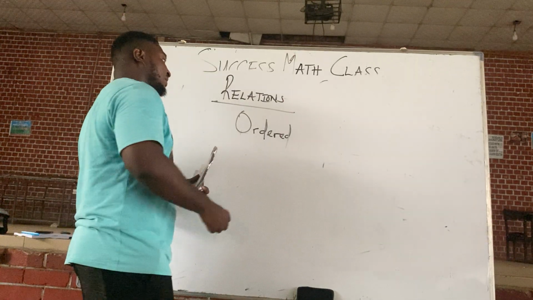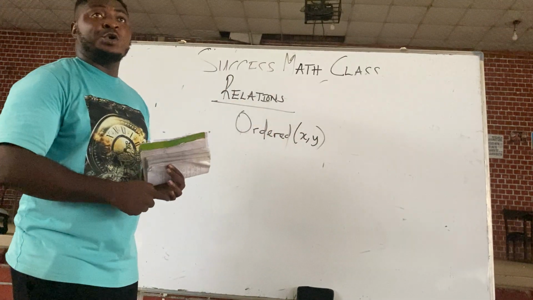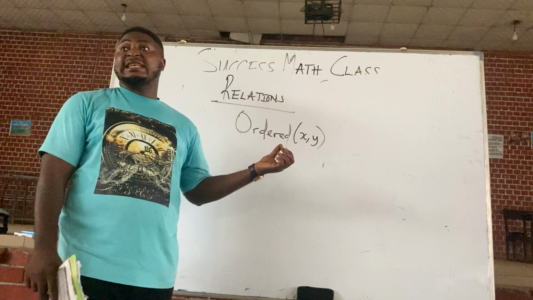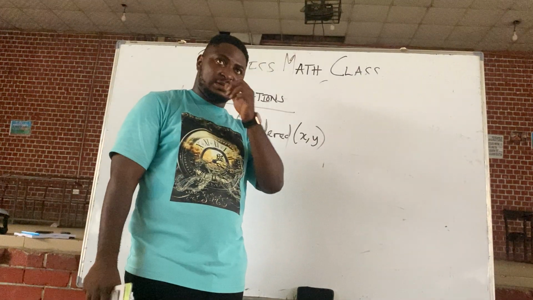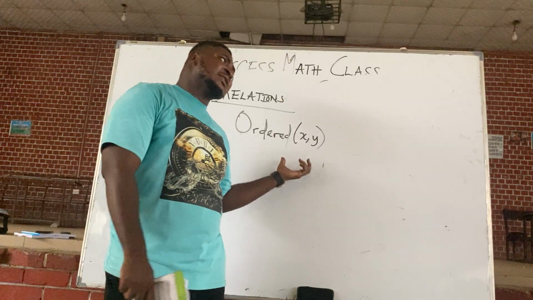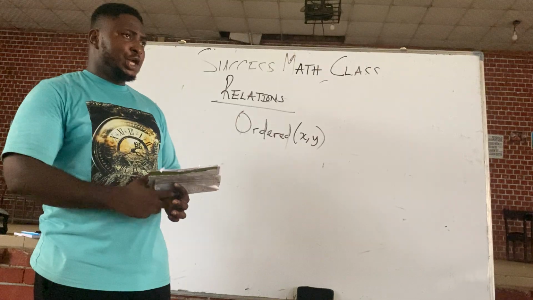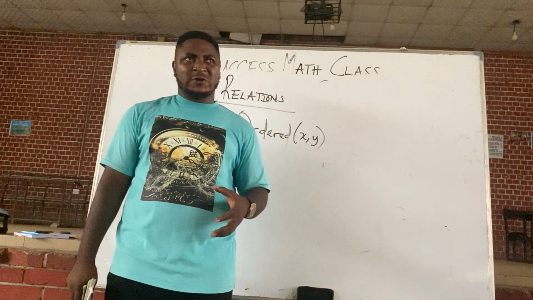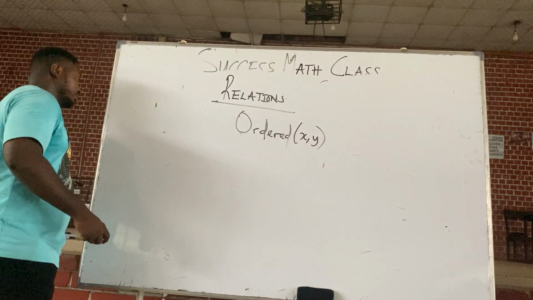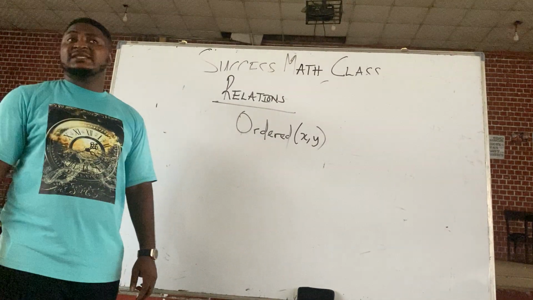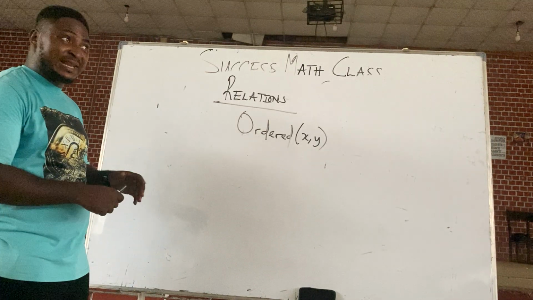Open bracket x, comma y, in which there's a binding factor between them. A relation is a set of ordered pairs x, y, in which there's a binding what? Factor between them. Class, so when talking about a relation, it's a set of ordered pairs.